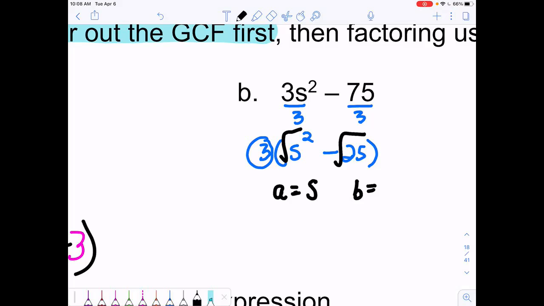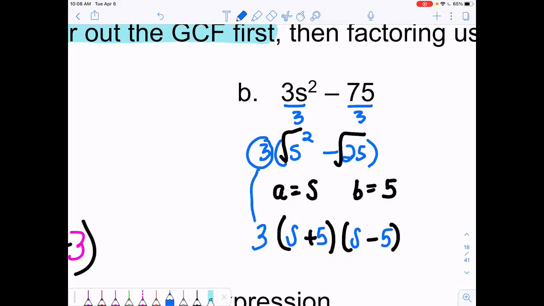What times what makes 25? So it's the square root of 25. Not 3 times 3. There you go, 5 times 5. So 5 times 5 makes 25. So now we use our pattern, 1 with a plus, 1 with a minus. TJ, what's this gonna look like in our pattern? Yeah, and then what goes in the front? The 3, that GCF.